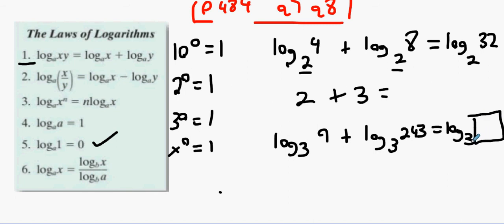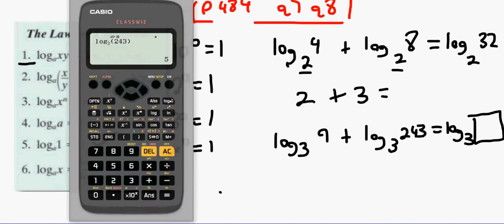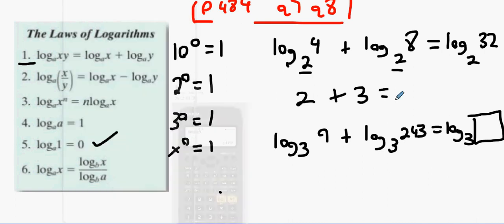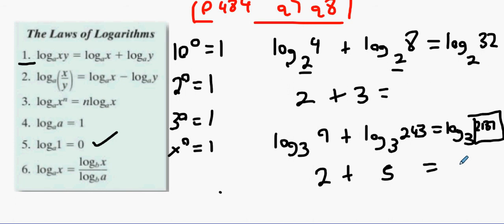What would you do? 9 multiplied by 243. And what's 9 times 243? 2,187. If you aren't sure about it, check it out. That one is 2, that one is 5, and this one will be 7. It'll work. Right. Is everybody happy with law 1, the adding logs together? Yeah?